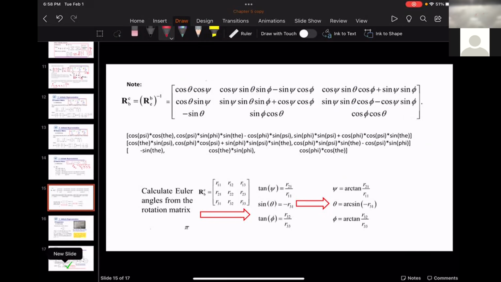Similarly, you will look at R21 divided by R11, find out the arc tan, and then you can do R32 divided by R33. So basically, these are the elements, third row, second column, third row, third column, and then you can find out the roll, pitch, and yaw angles of that attitude.